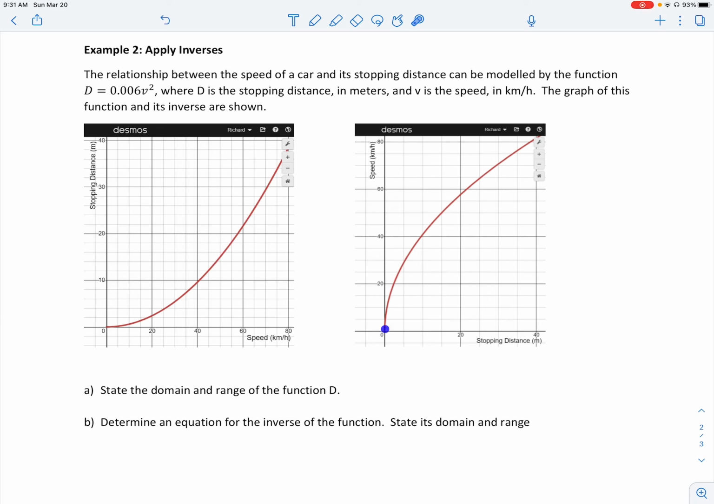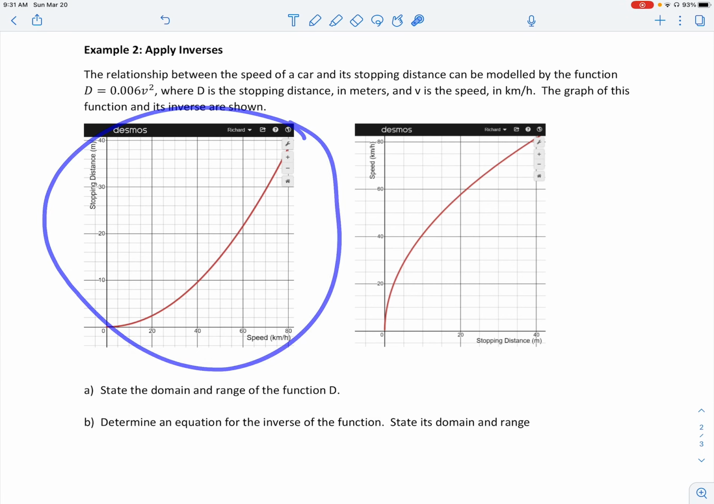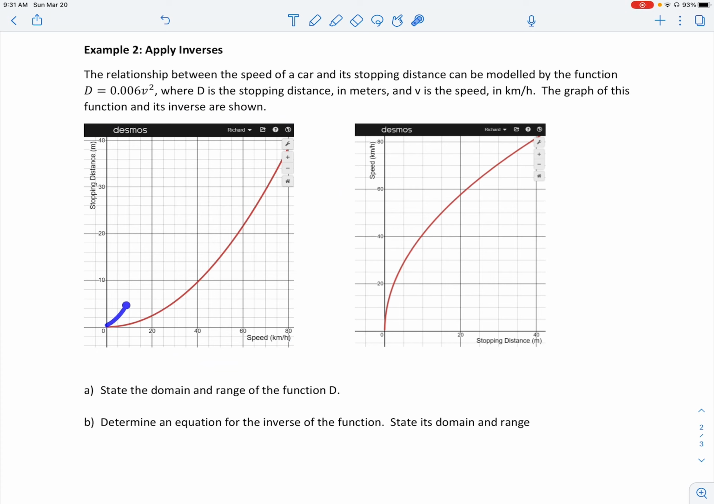So I feel like this curve makes a little bit more sense when you're thinking about the context of the situation. I would rather read the stopping distance and then know how fast the car could go, the maximum speed. Okay, this equation is governed by this function. And this one right here, we have this equation, d equals 0.006 v squared. So we can see it's like our x squared graph, except it's been vertically compressed by a factor of 0.006. That's why you can see it's really compressed.